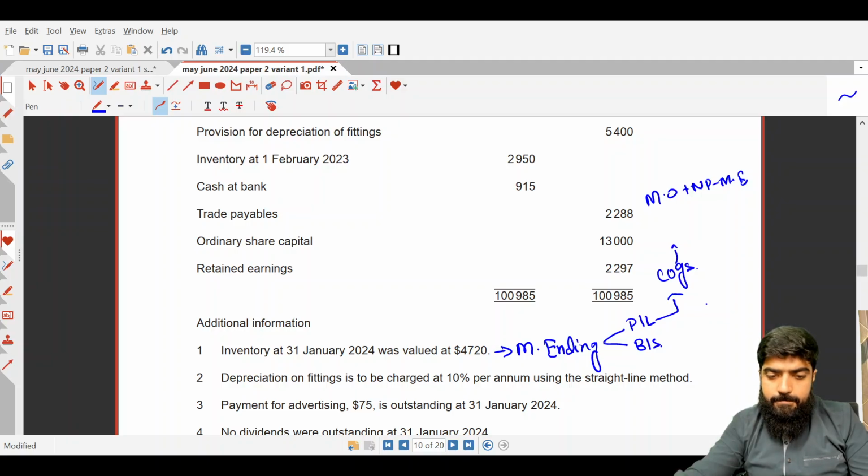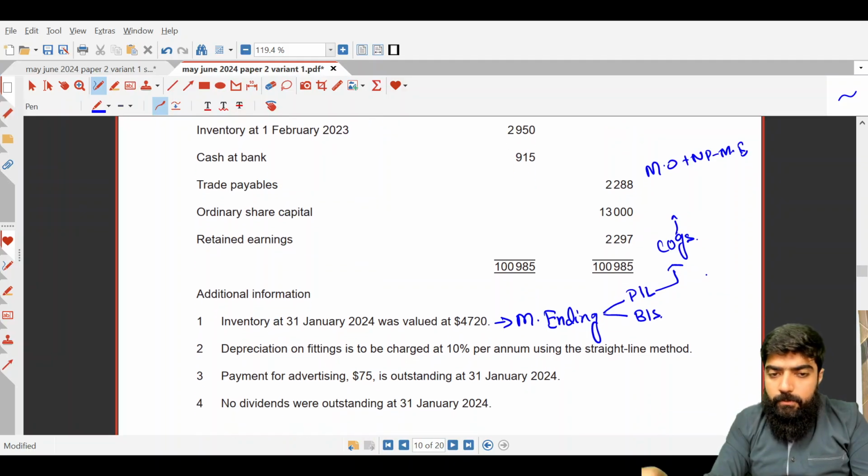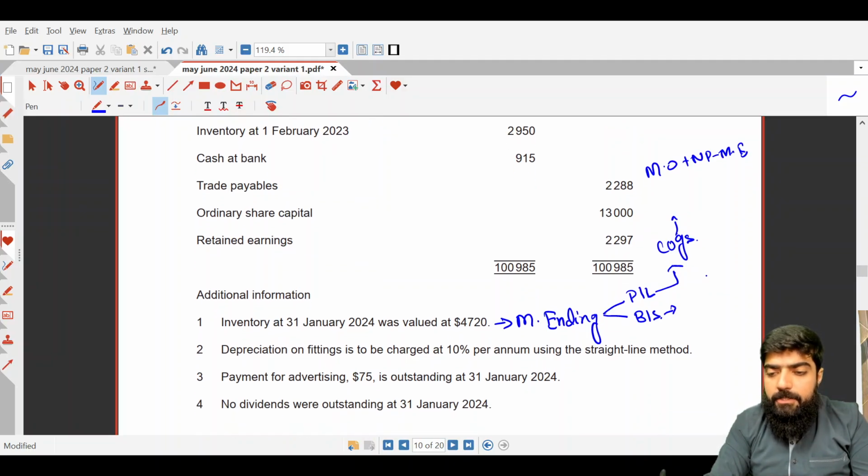Okay. Are you getting the point? In the balance sheet, we'll include that merchandise inventory on the asset side. And in assets, we'll include it as a current asset.